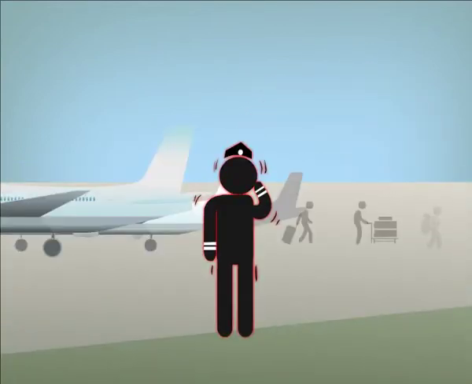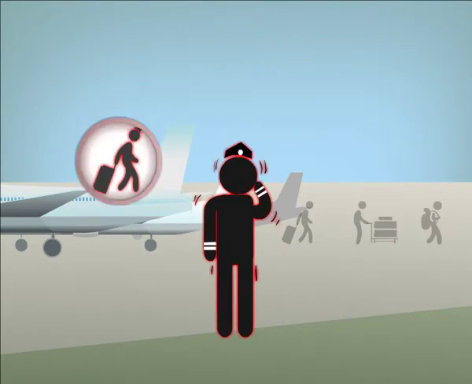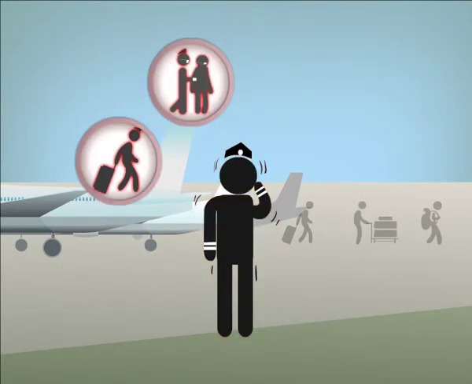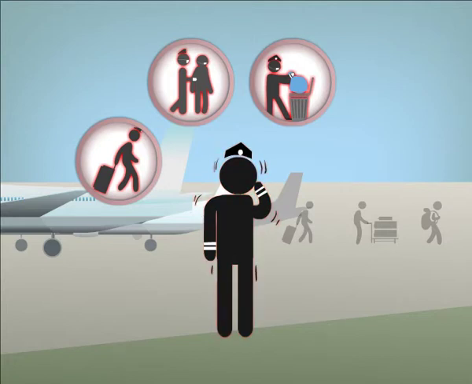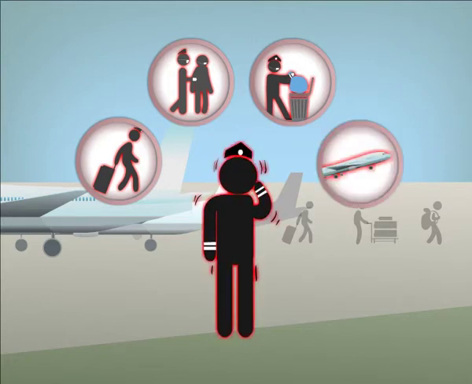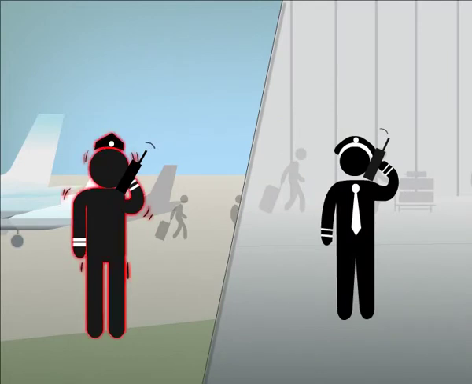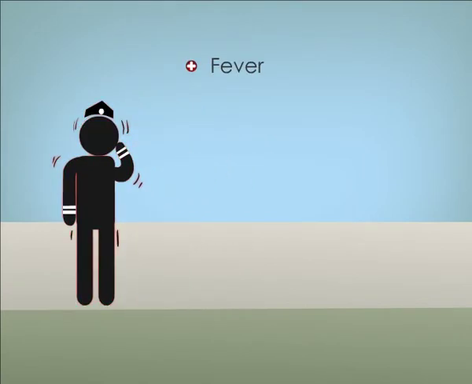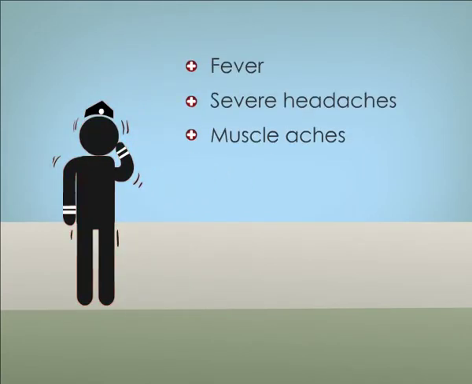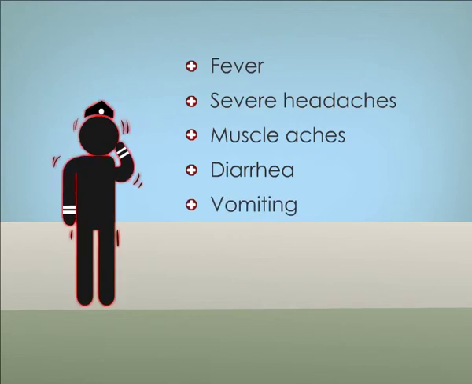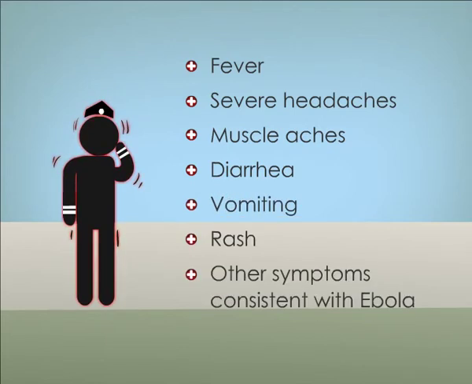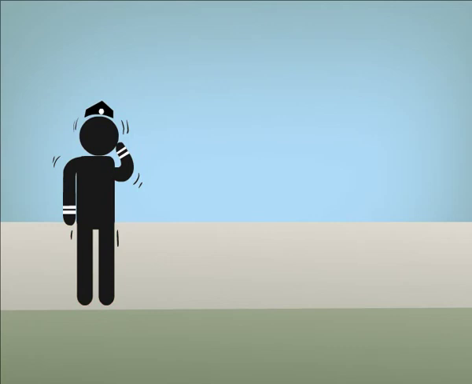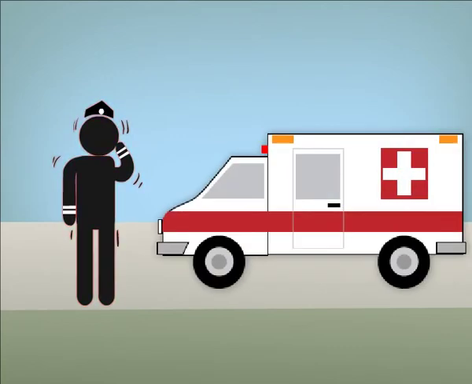Any airline crew who think they were exposed to Ebola, either through travel, assisting an ill traveler, handling a contaminated object, or cleaning a contaminated aircraft, should immediately notify their employer. They should monitor their health for 21 days, watch for fever, severe headaches, muscle aches, diarrhea, vomiting, rash, and other symptoms consistent with Ebola. If you develop such symptoms, you should immediately seek medical attention.